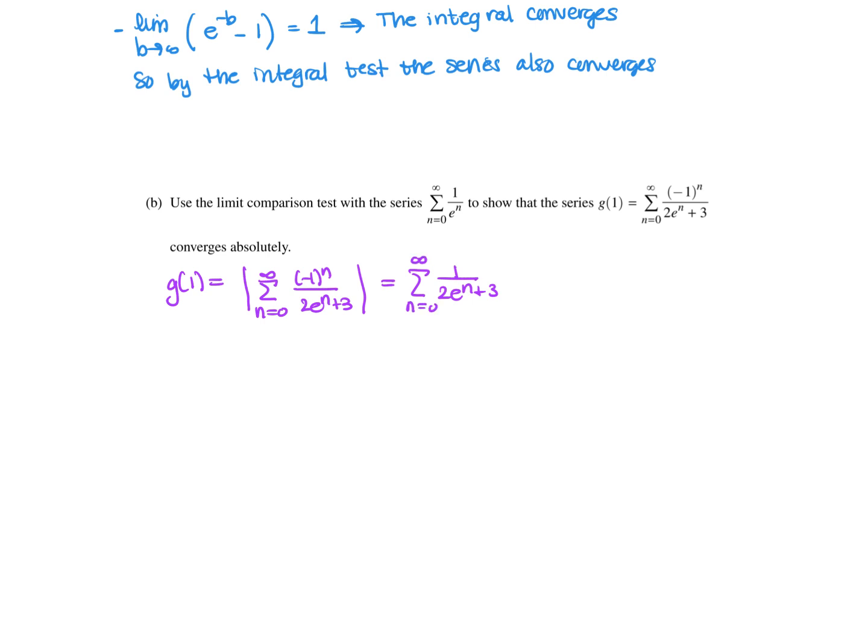Now, for the limit comparison test, you take the limit of any two series. So I'm going to choose 1 over e to the n, and you're going to do the ratio of these. Multiply by the reciprocal to make it look a little bit nicer. We don't like complex fractions.